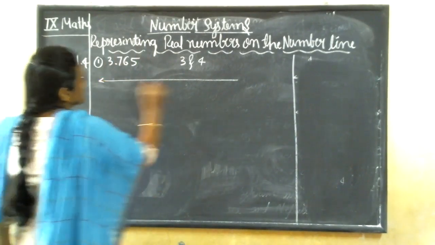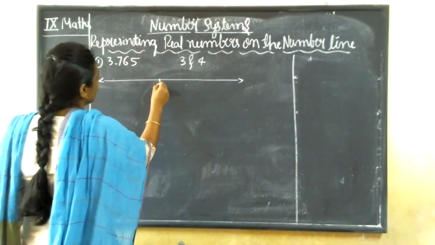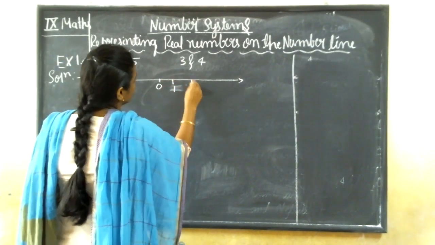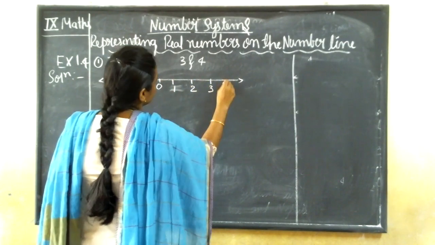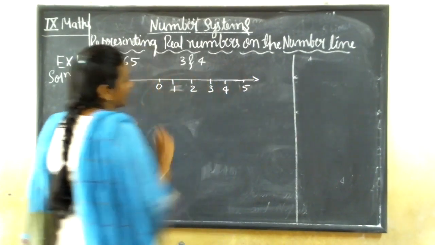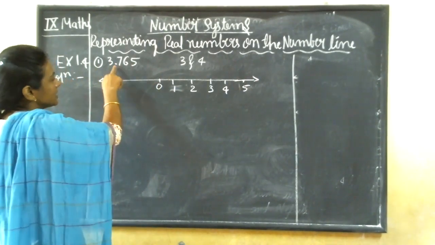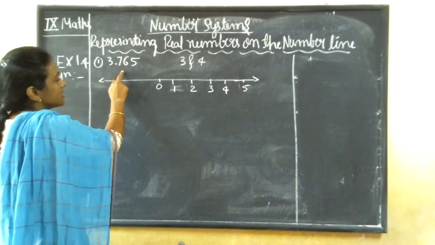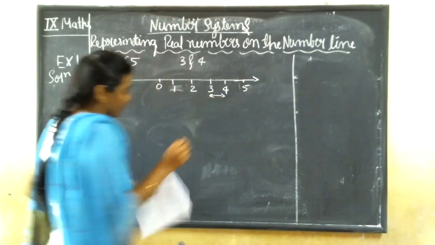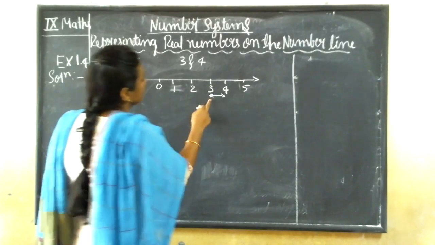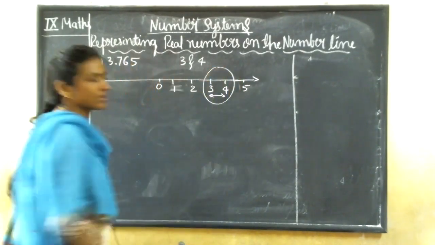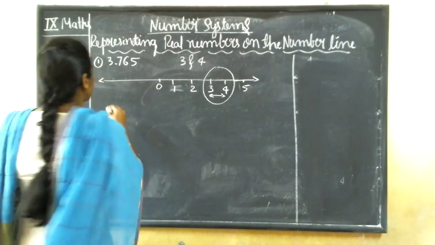So let us write first. Here it will be 0, 1, 2, 3, 4, and 5. Okay, so we know that this is less than 4 and greater than 3. So it locates in between 3 and 4. Yes or no? Isn't it? So next we'll take here.